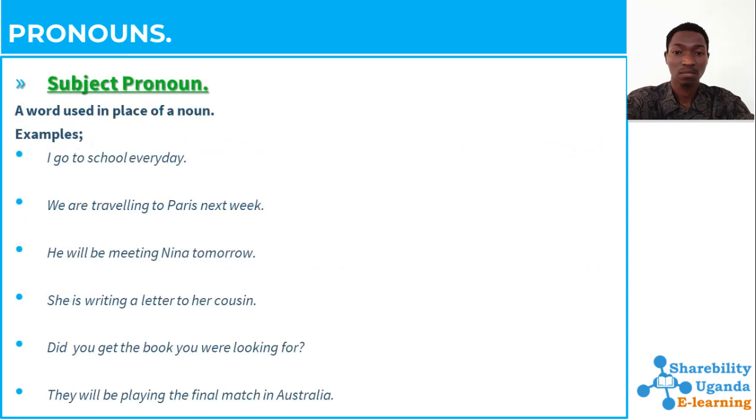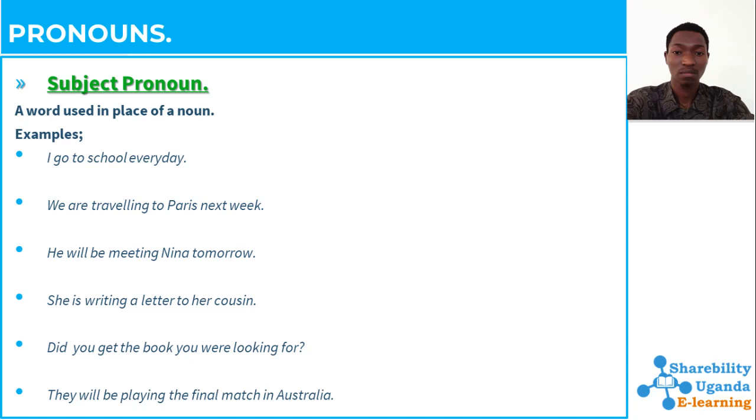Next, we jump on to subject pronouns. Subject pronouns are pronouns that perform the action in the sentence. So a subject pronoun is a word that is used in the place of a noun. It plays the role of a subject in the sentence. Subject pronouns are usually placed in the first part of a sentence, just before the verb to indicate the doer of the action. For example, I go to school every day. The pronoun I is doing the action of going to school every day and is the subject in the sentence.